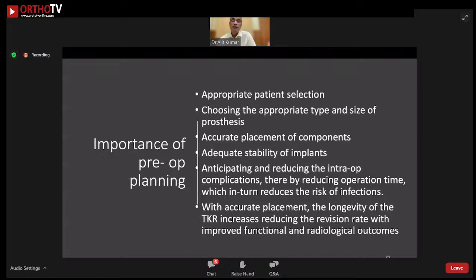So it's many a times templating is also helpful, but nowadays people are doing digital templating, so may not be that relevant now, but it is good if you are familiar with the templating techniques as well.